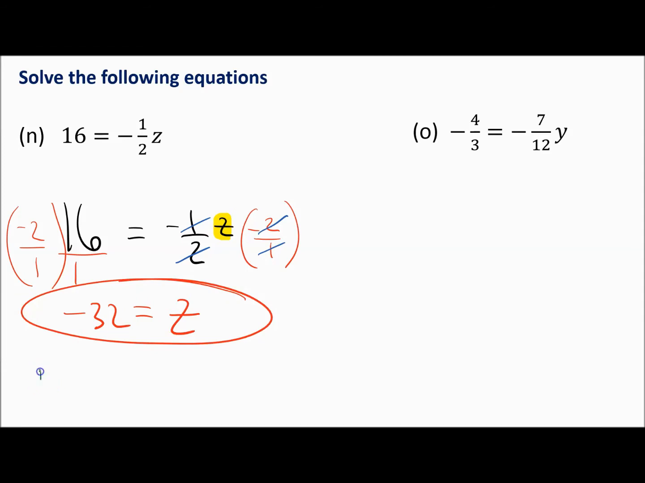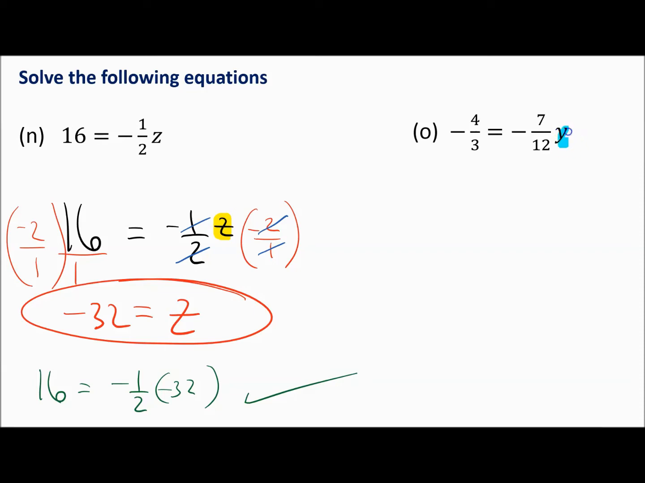And you could certainly check it by saying 16, does that really equal negative 1/2 of negative 32? And it is, because half of 32 is 16, and negative times the negative is a positive. Yep, that's right. Okay, now again, first focus and find your variable. And you may have more than one. If you have more than one, you have to figure out, do you need to get them all on the same side? Or do you need to simplify a side?